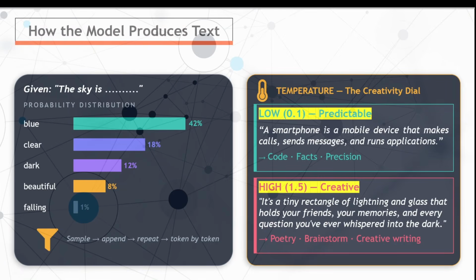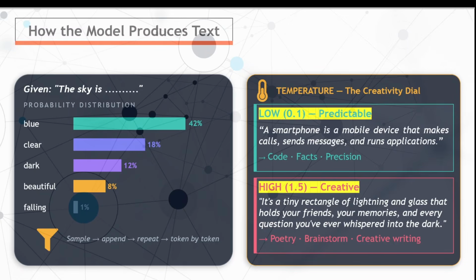Now let's see how the model actually produces the output, the text. So you have typed your question, it has been tokenized, and the model has processed it. The model does not just look for one right answer. Instead, it looks at every single word it knows in its vocabulary. It calculates a probability for every single token in its vocabulary for what should come next.